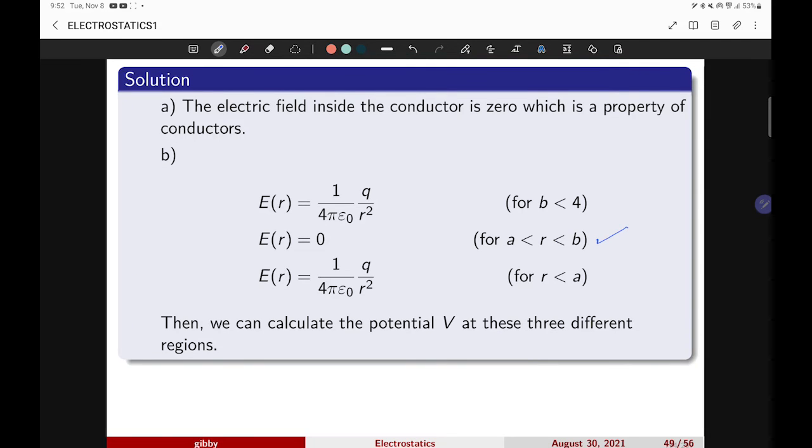Then we can calculate the potential V in these three different regions, because once you have your electric field, you can get your potential. What is the formula? V equals the line integral of E dot dl, right?